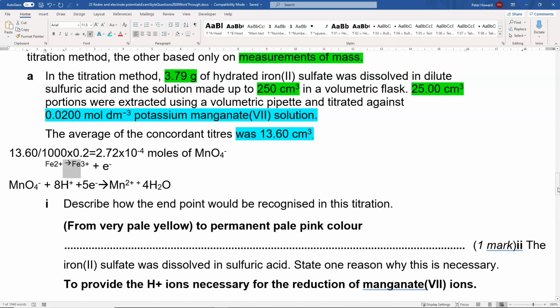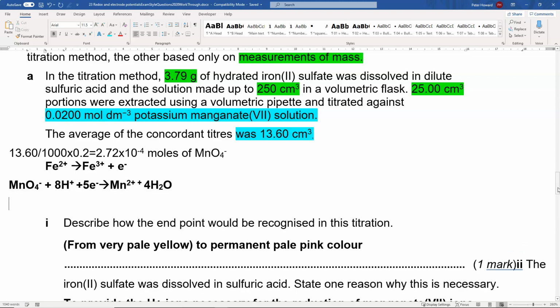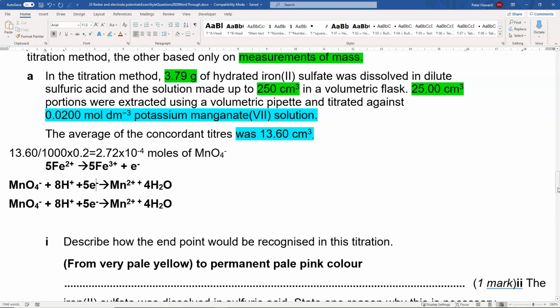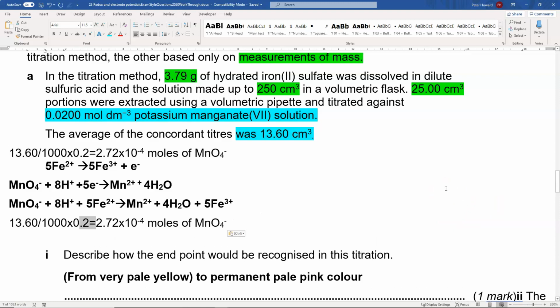So we have these two equations, which we'll need to combine. You should be able to see they go together quite nicely. We'll just have to multiply this first equation by 5, and then if we add the two equations together, we'll get plus 5 Fe2 plus on the left and plus 5 Fe3 plus on the right. So we have worked out the ratio: 1 manganate(VII) ion to 5 moles of iron 2 plus. So we're going to have to times the value we've just calculated by 5.